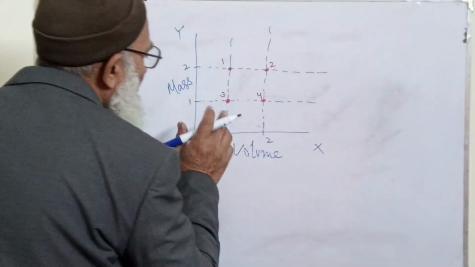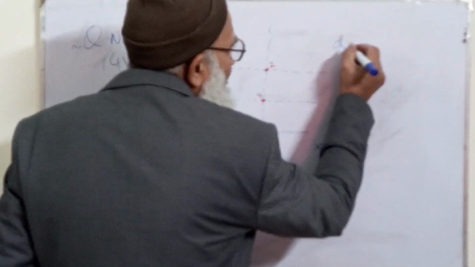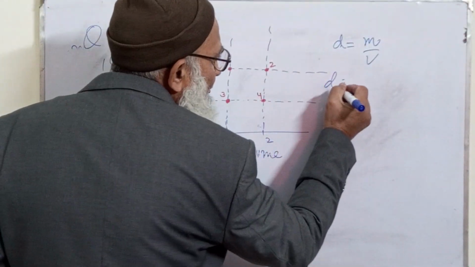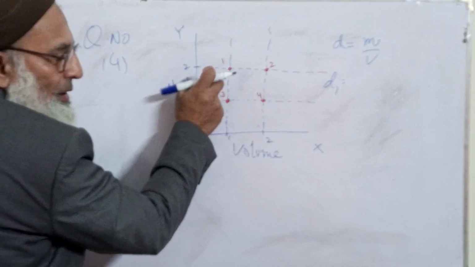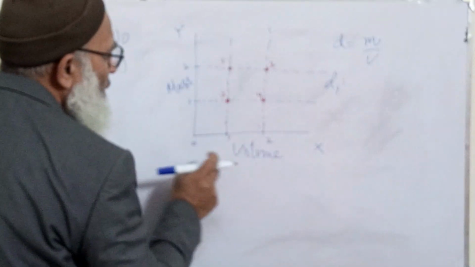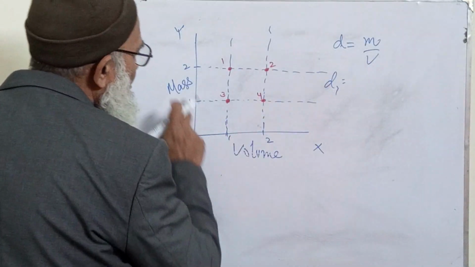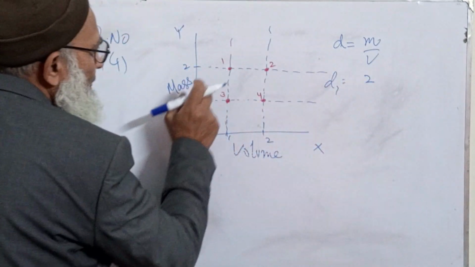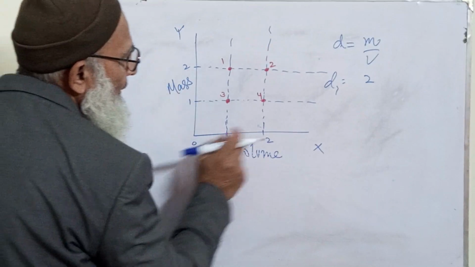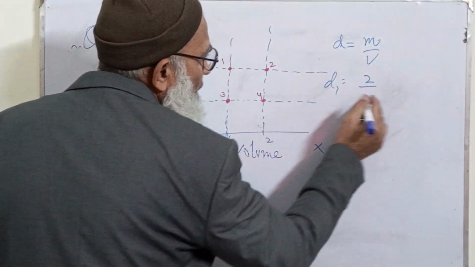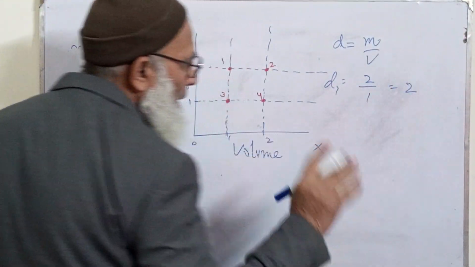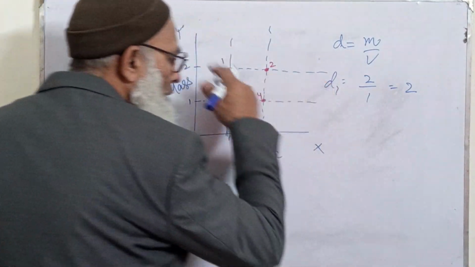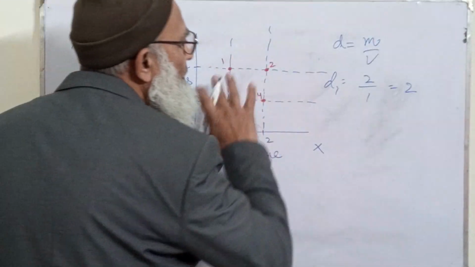Now for density, again the density is mass per unit volume. Let us find the density D1. D1 is how much? Mass first. Mass is 2 over here, volume is 1, so density is 2. Forget about the units, because the units are the same in all the objects.